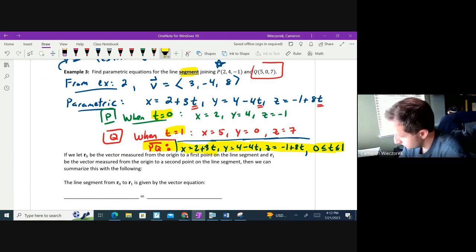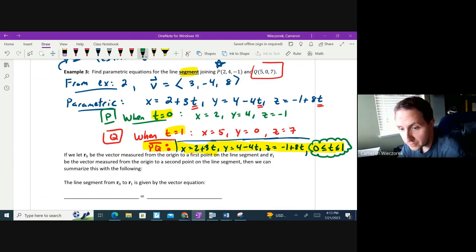So on a test, I would need to see this restriction if it asks for a line segment to get full credit. If it just asks for the line, then you don't need to include that. Any real number would represent the line.